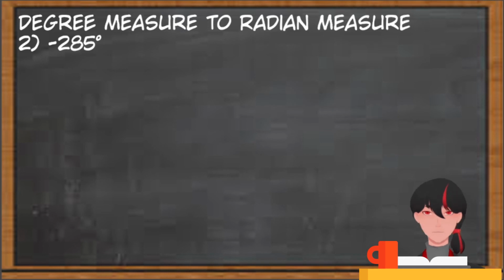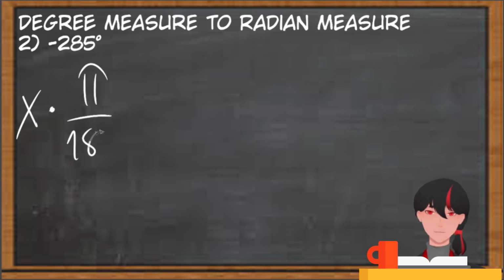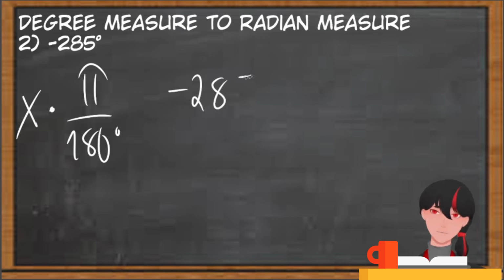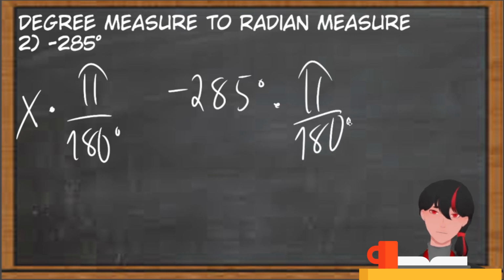So, this is our second example. You must turn negative 285 degrees into radian measure. Now, what should we do? Just like earlier, we write down the formula first. So, x multiplied by pi over 180 degrees. After that, write down the given: negative 285 degrees multiplied by pi over 180 degrees, divided by 1, since it's a whole number. And now we just cancel out the degree units, so you don't have to take care of it later on.